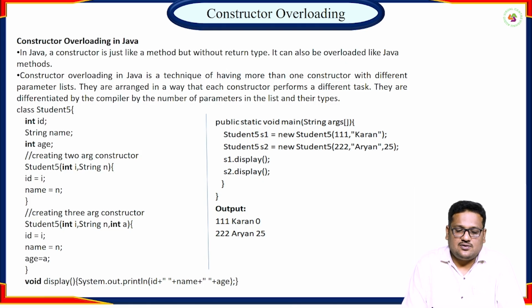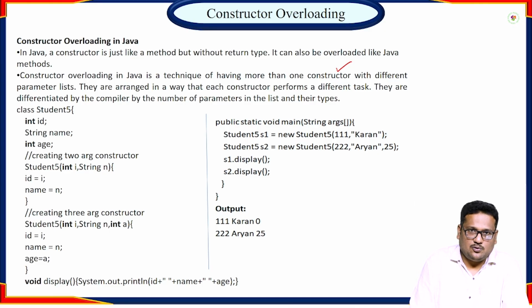Coming to constructor overloading, a constructor is just like a method but without a return type. It can also be overloaded like Java methods. So in Java, there is a technique of having more than one constructor, like methods, with different parameter lists. They are arranged in a way that each constructor performs a different task. They are differentiated by the compiler by the number of parameters in the list and their types. So by the number of parameters, we can differentiate between the constructors while constructor overloading.